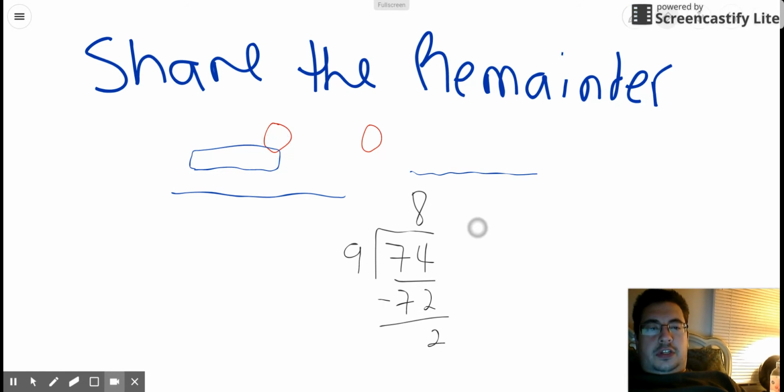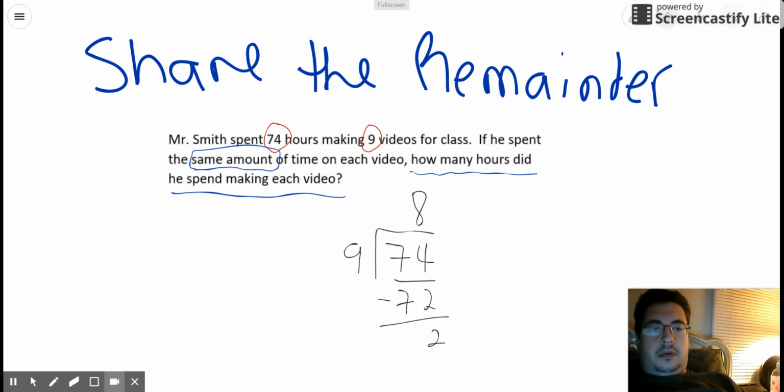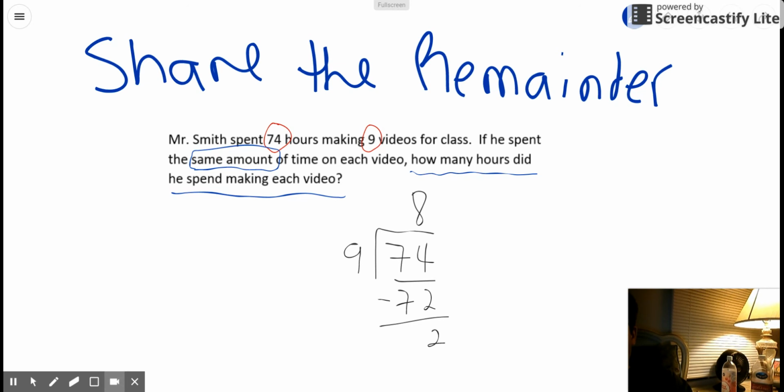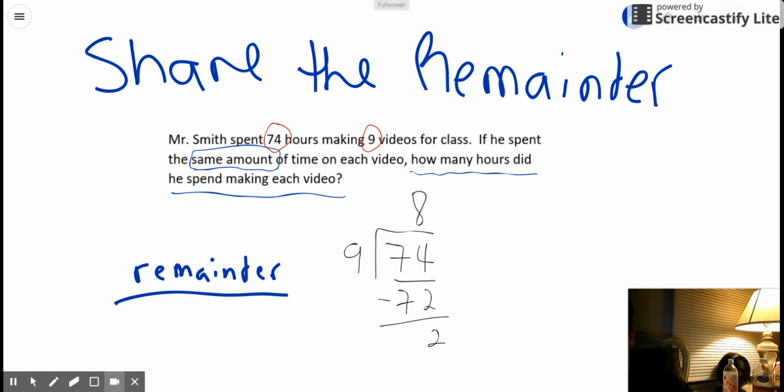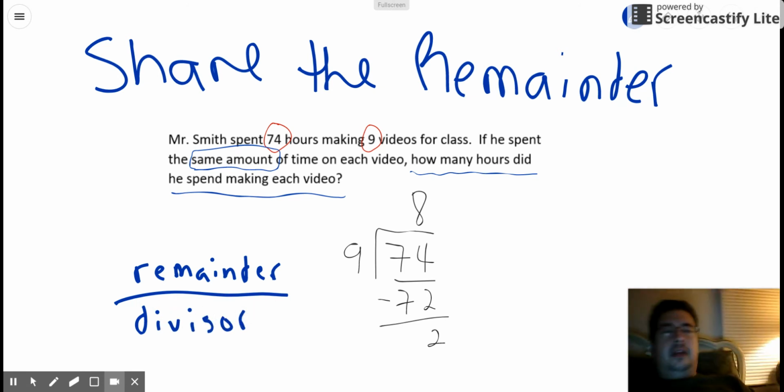We need to change our remainder into a fraction. So how do we change a remainder into a fraction? Well, it's really, really simple. You just take the remainder and you put it on top of your divisor. It's really that easy.